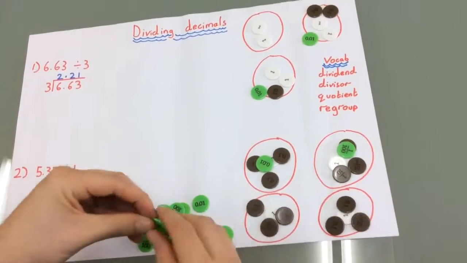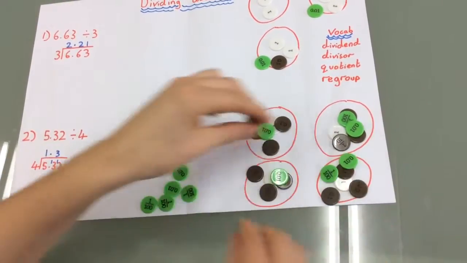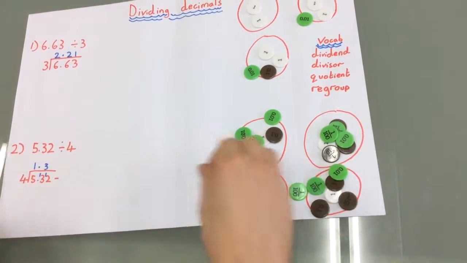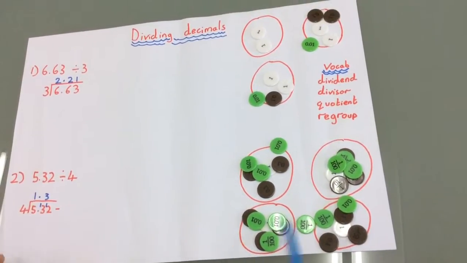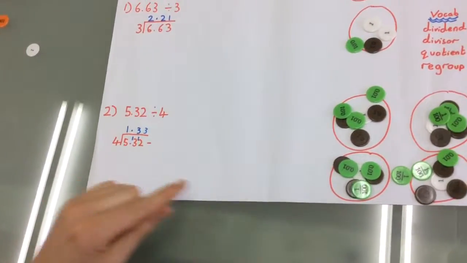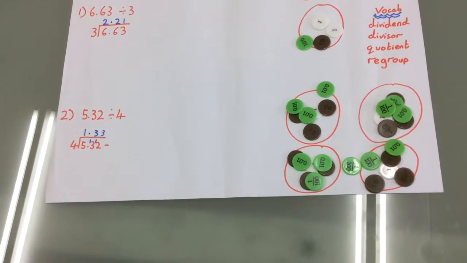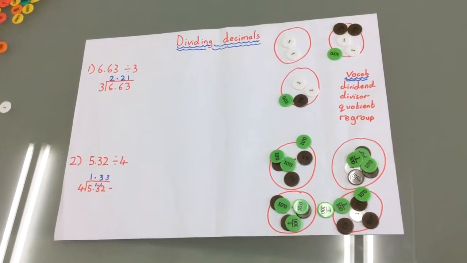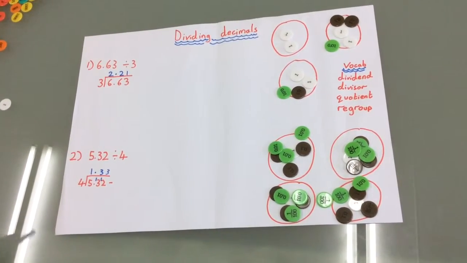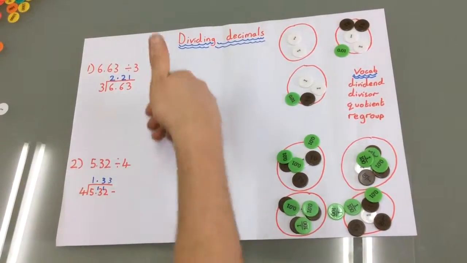1, 2, I'm sharing them out equally, remember? 3, 3, 3, and 3. I've shared them out, and I have 3 in each one with no remainders. So if we look at it, I have 1.33. So in this one, I had to do remainders, but the same method applies each time we're using regrouping. In this video, we've shown you how to divide decimals using place value counters and the written method.